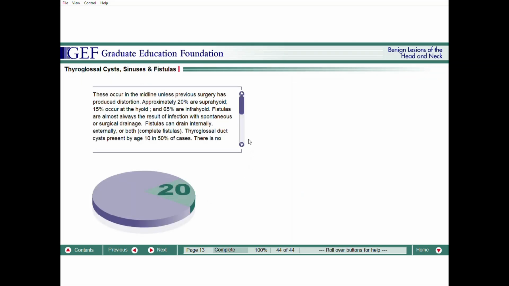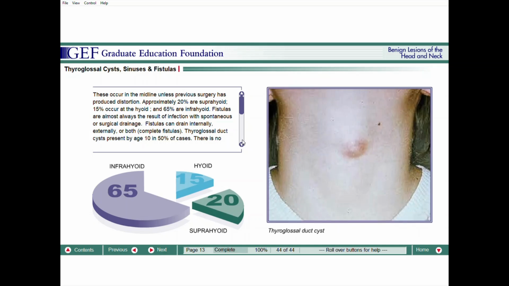These occur in the midline unless previous surgery has produced distortion. Approximately 20% are suprahyoid, 15% occur at the hyoid, and 65% are infrahyoid. Fistulas are almost always the result of infection with spontaneous or surgical drainage. Fistulas can drain internally, externally, or both, complete fistulas. Thyroglossal duct cysts present by age 10 in 50% of cases. There is no sexual predominance, but there is a racial predominance. The cysts occur most often in Caucasians.